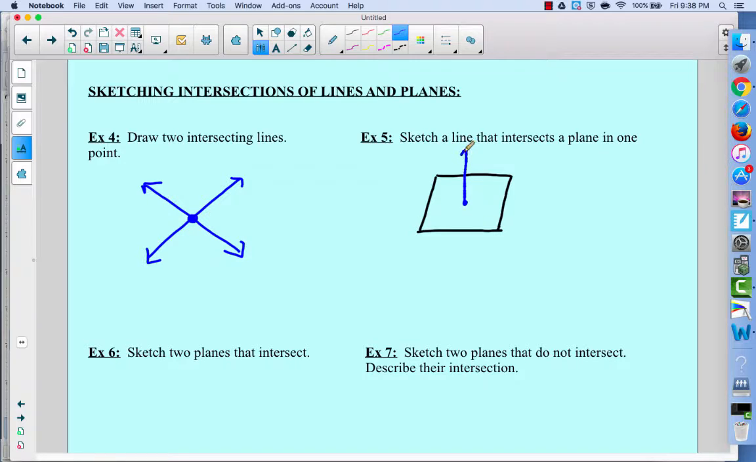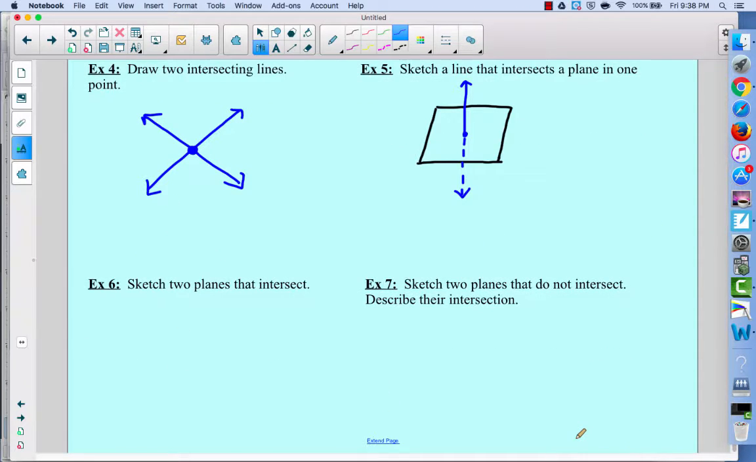I'm going to go straight up and draw a ray. Now, going the opposite direction, I'm going to put a dotted line. When it's dotted, that means that it's hidden from view. So that means it's coming out the other side of it. Okay. Now we've got to sketch two planes that intersect.